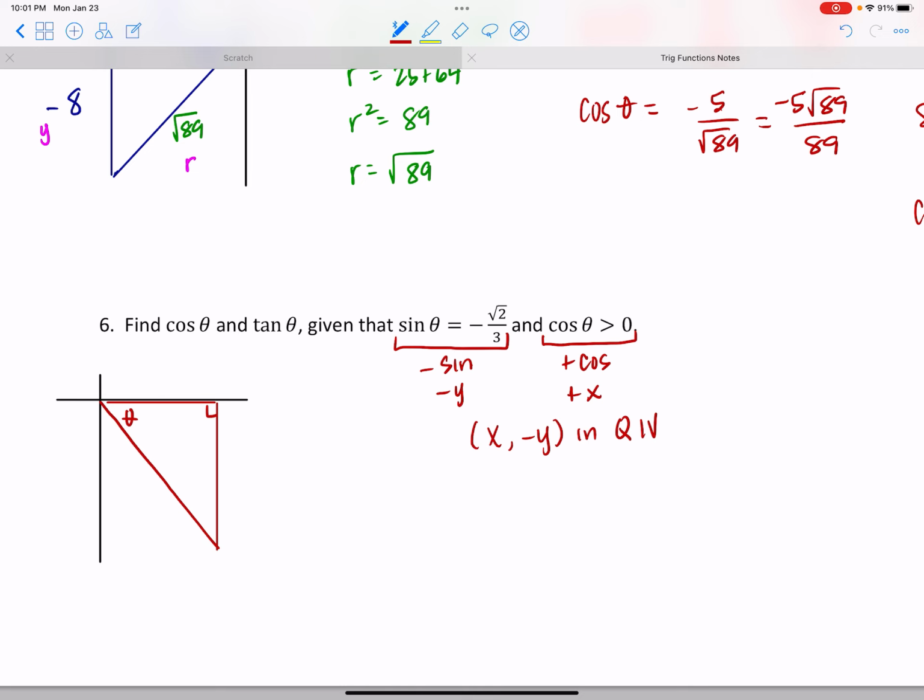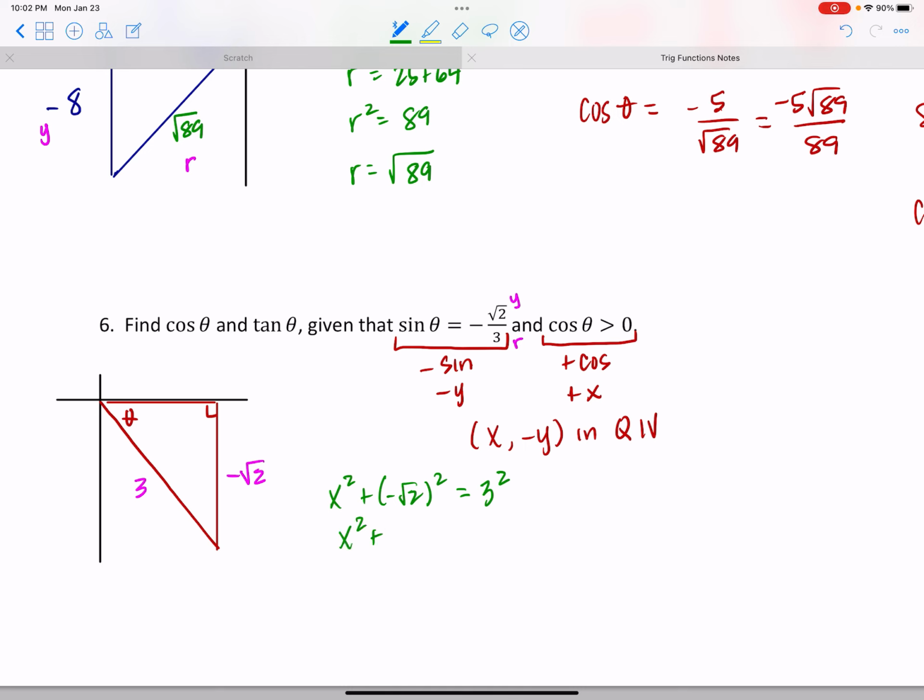Okay, so if they're telling us that the sine is negative radical 2 over 3, then remember, sine is a ratio of y over r. So I know the y value has to be negative radical 2, because we're going down, so that's where the negative is going to go, and the radius length is going to be 3. And now I can use the Pythagorean theorem to find the missing side. It's just that we're not looking for the radius this time, we're looking for x. So the missing side is going to be x: x squared plus negative radical 2 squared, the y squared, is equal to r squared, which is 3 squared.